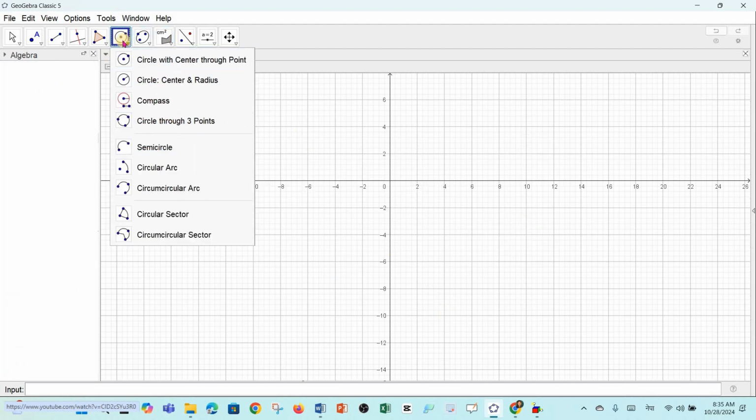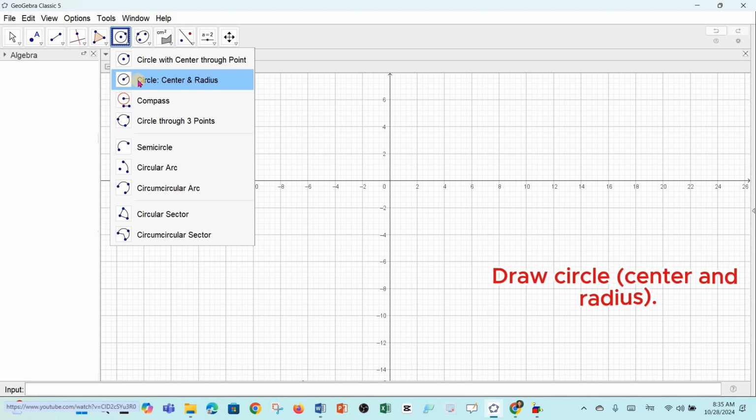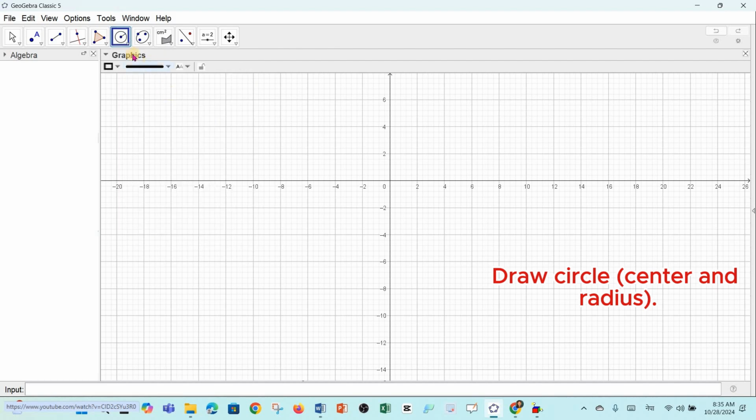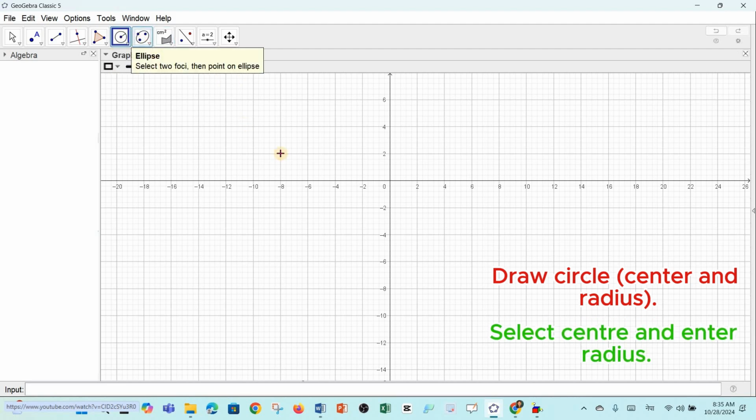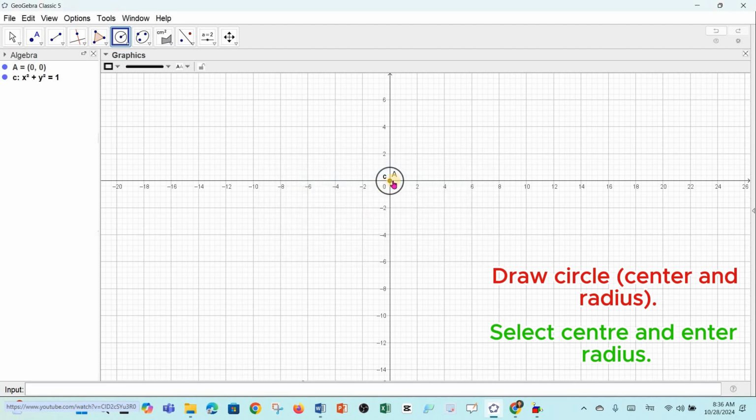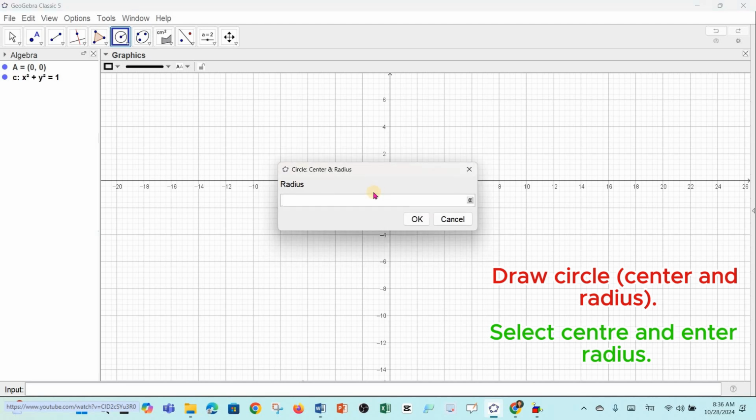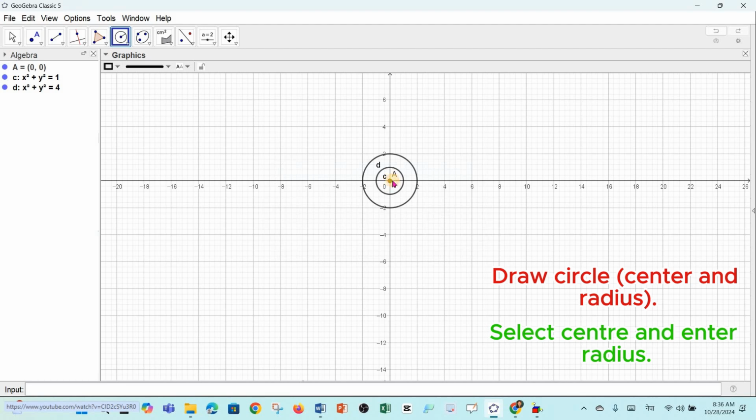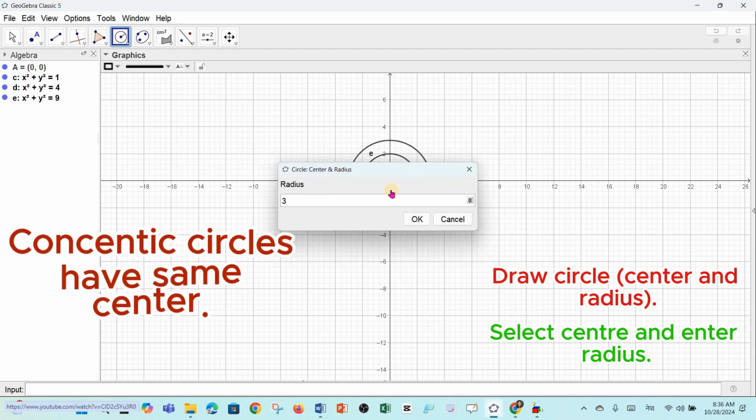Let's select draw circle when center and radius are given. Let's select this one, and if you put the cursor over it, the hint is given: select center point, then enter radius. Okay. Now I am going to select the center point as the origin, center at origin, and radius is 1. Again, center at origin and radius is 2. Let's draw concentric circles. Center at origin, radius is 3. Center at origin, radius is 4.